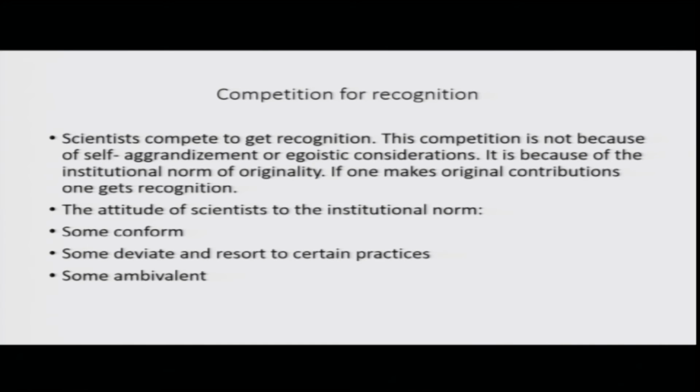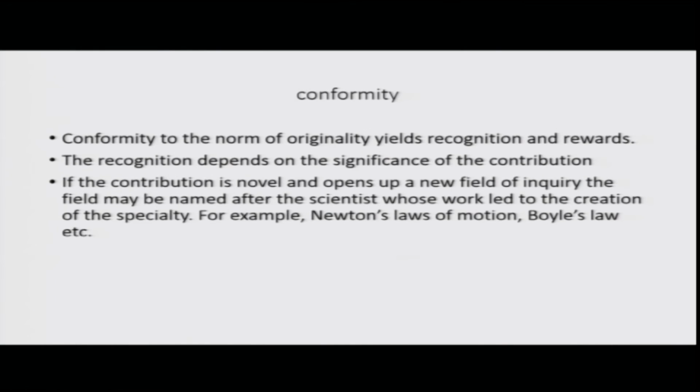The attitudes of scientists to the institutional norm are as follows. One, some of them conform to the norms and do research and publish, and some of them may get some kind of recognition later on. Some deviate and resort to certain unethical practices, and some are ambivalent. That means they do not know how to respond to these institutional norms.